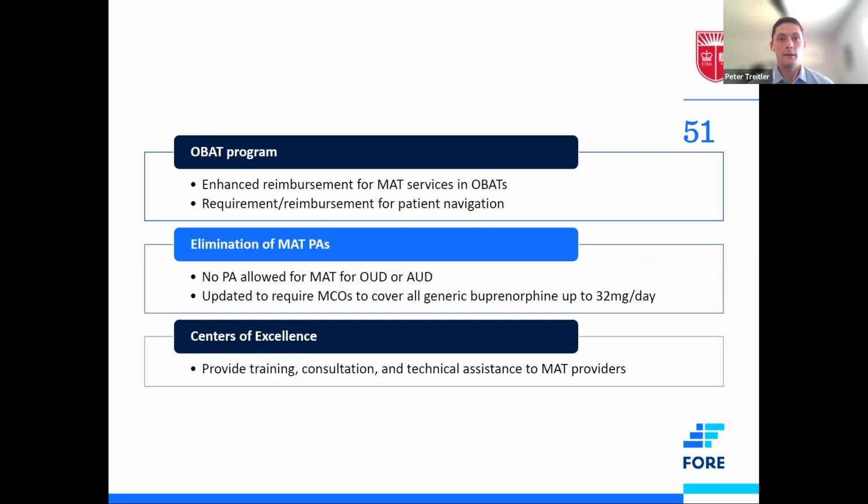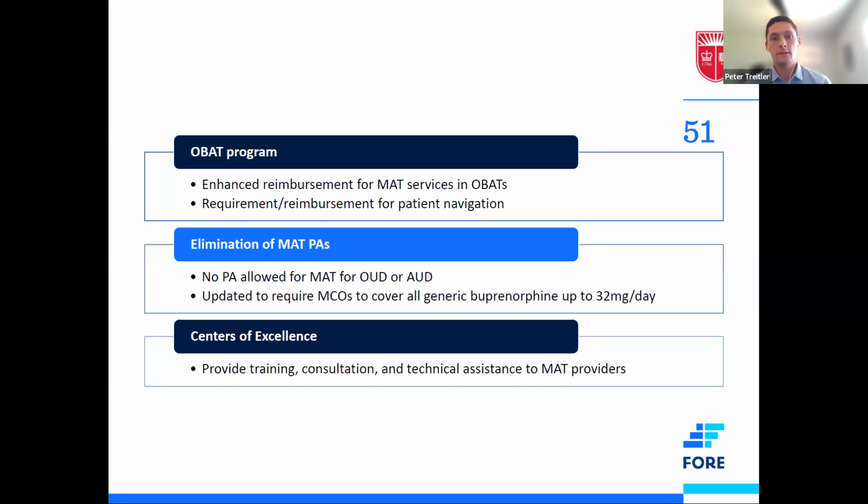So the OBAT model was actually a specific program in New Jersey implemented by Medicaid, which enhanced reimbursement for MAT services in office-based settings. It brought the reimbursement rates up to or above Medicare rates, which is a considerable increase from the typical rates. But providers had to enroll in this program, and a requirement was that they offer patient navigation services within their clinic to help patients meet their psychosocial needs. But those patient navigation services were also reimbursable fully by Medicaid.